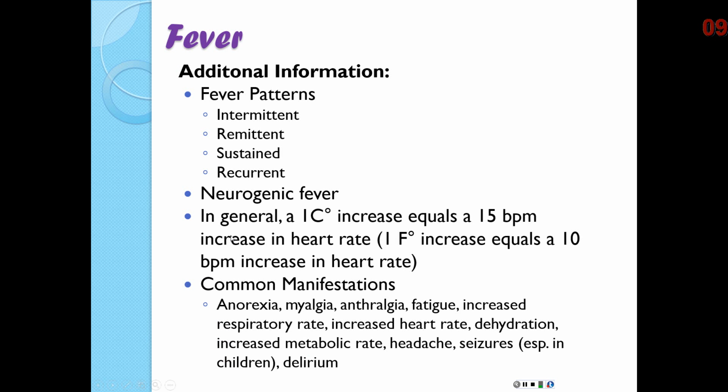These patterns are explained in your book, so please be certain that you go through and read through the patterns. Intermittent fever is where the temperature returns to normal at least once every 24 hours. Remittent fever is where the temperature does not return to normal, but it does vary a few degrees in either direction. So it's always high and low, but it doesn't ever come back to normal. Sustained fever patterns are where the temperature remains above normal with little variation. And then recurrent fever patterns are episodes of fever which last several days.